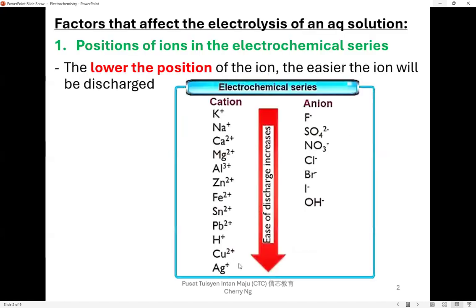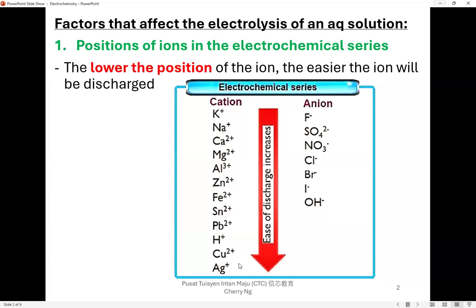So we can see the factors that affect the electrolysis of an aqueous solution. In total, we have three factors. The first one is the position of ions in the electrochemical series. It will be good if you can remember everything, but I know that a lot of students couldn't remember it well. So what can we do?